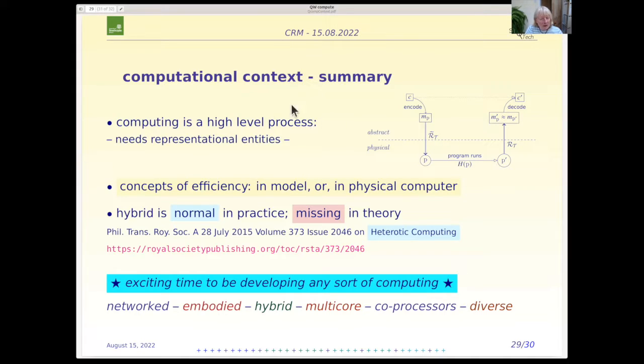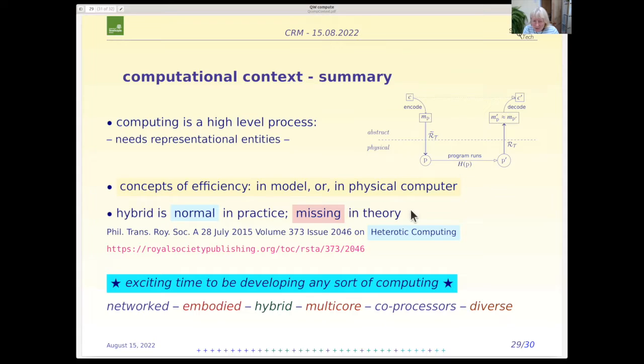First of all, we asked what computing is, and I've described it as a high-level process that needs representational entities, and gave you a nice diagrammatic way of thinking about what we do when we do computing or science or technology. The concept of efficiency is an important one to remember. The model may be efficient, but that's not the same as saying the physical computer is efficient in producing a useful answer on a relevant timescale.